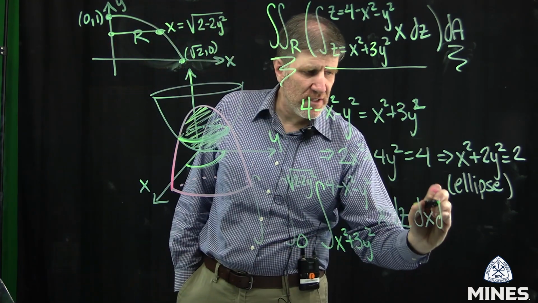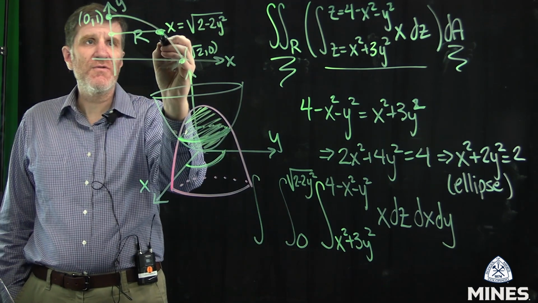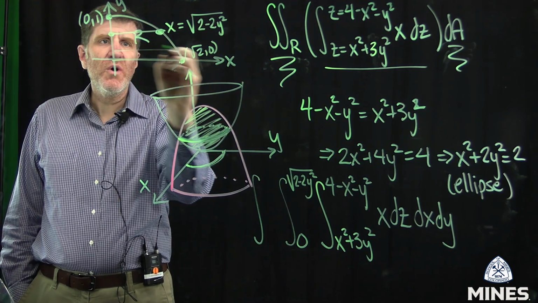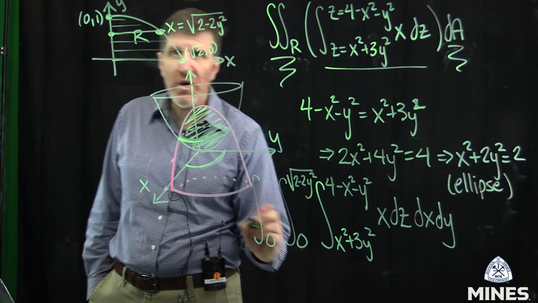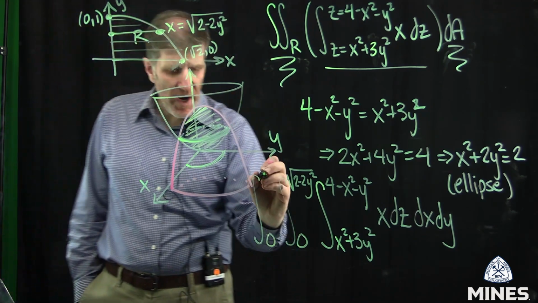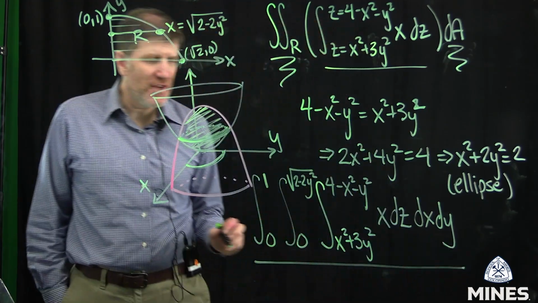Finally, I have the y integral. And the y integral, if I'm thinking of x first, the first one of these slabs that I would draw in x would be down at y equals 0. And the last would be up here at y equals 1. So we finally have the full triple integral set up.